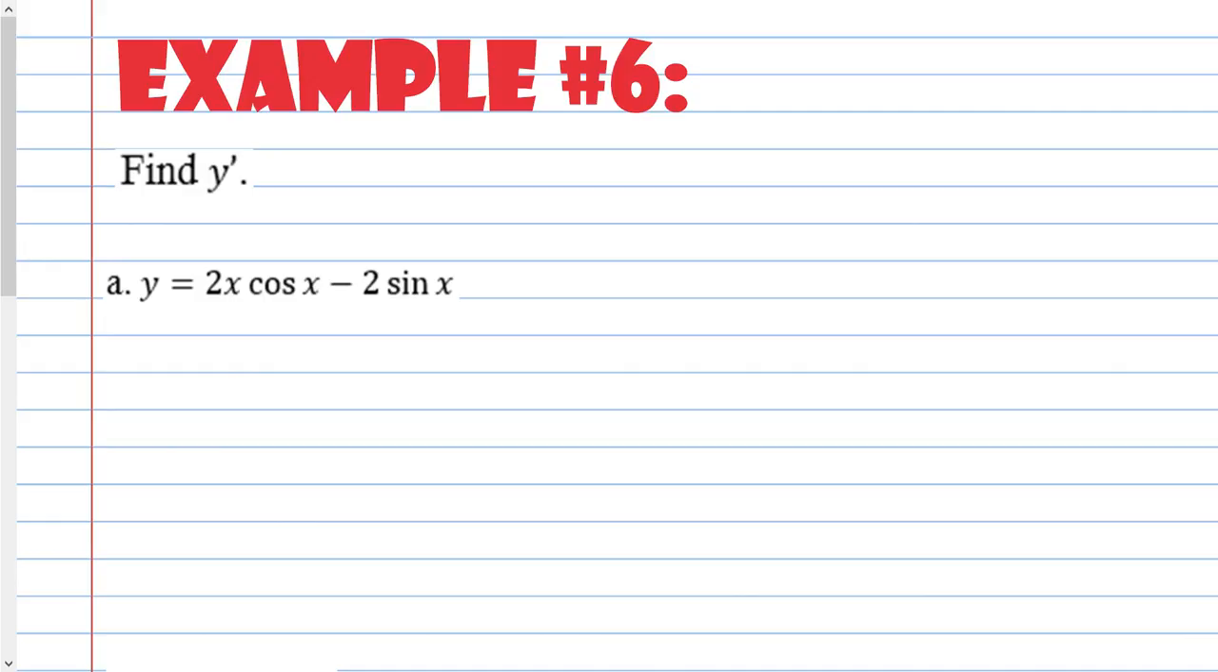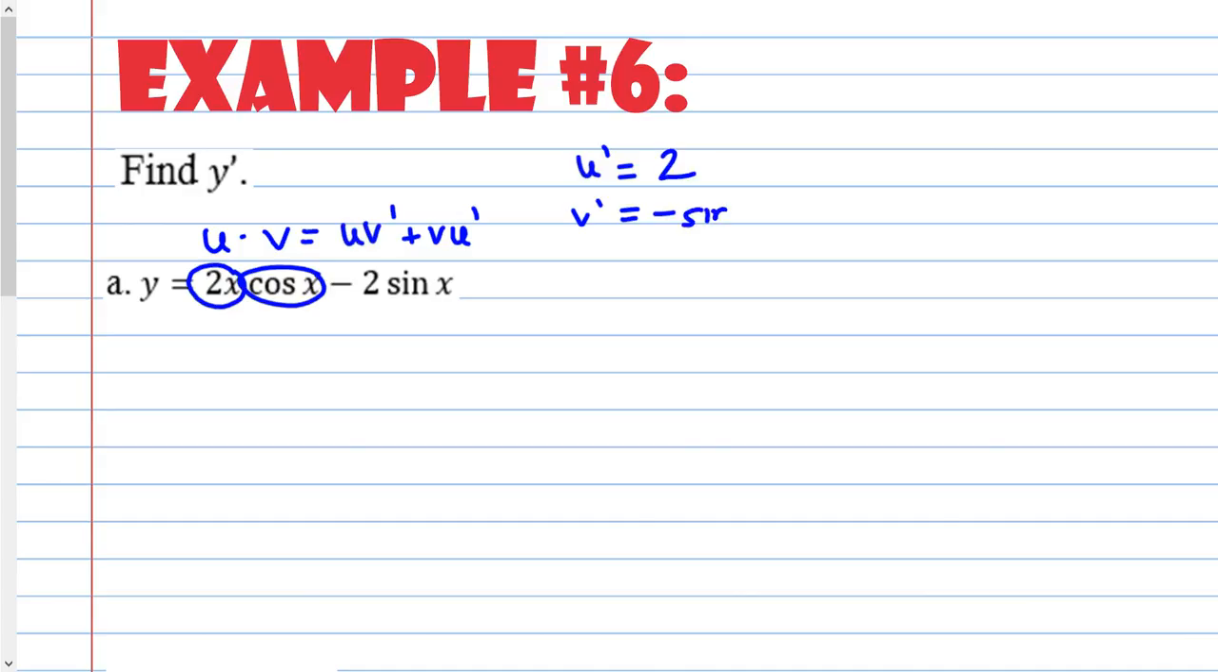So here we're going to use trig, but if you pay attention, I have a u times a v. This is my u, this is my v. So I'm going to have to do the product rule. And if you don't recall, the product rule is u times v prime plus v times u prime. So it would be a good idea to figure out what u prime is and what v prime is. So u is 2x, so u prime is 2. V is cosine x, so the derivative of that is negative sine x.